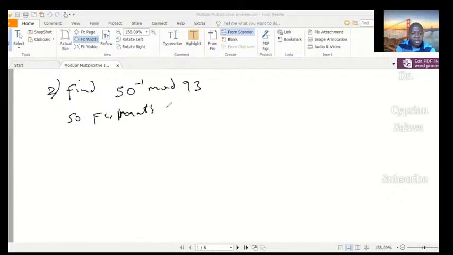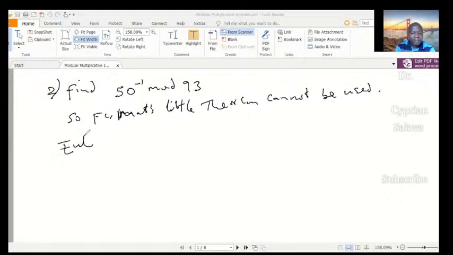Fermat's little theorem cannot be used, and the reason is that 93 is not a prime number. Remember that p must be a prime number for Fermat's little theorem to be used. What about the Euler theorem? Can it be used?